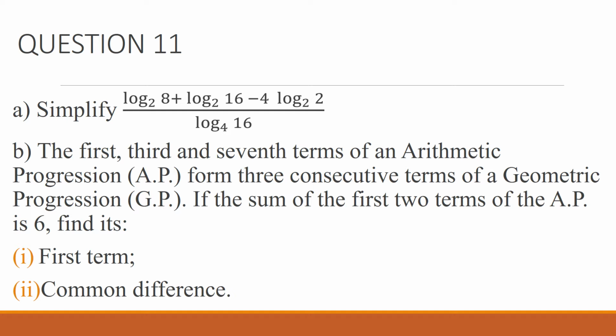We are told that the first, third and seventh terms of an arithmetic progression, that's AP, form 3 consecutive terms of a geometric progression, GP. And if the sum of the first 2 terms of the AP is 6, we should find the first term and also find the common difference. So let's go to the next slide and see how to solve this.